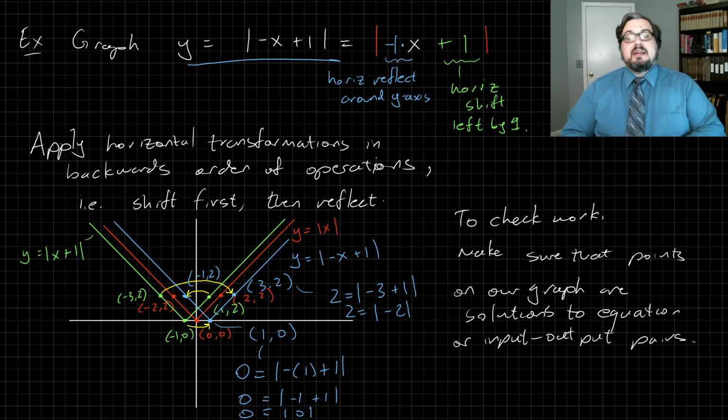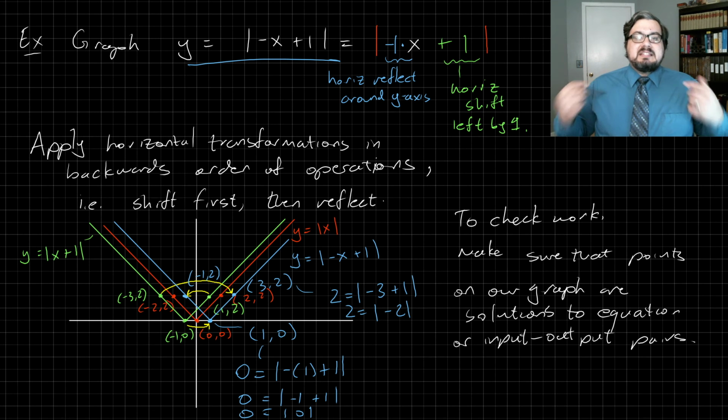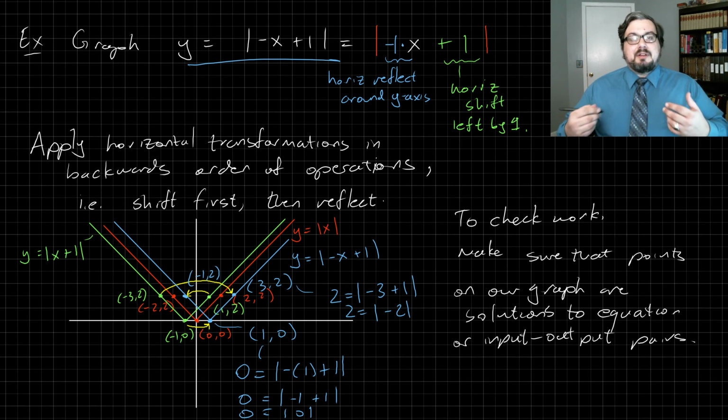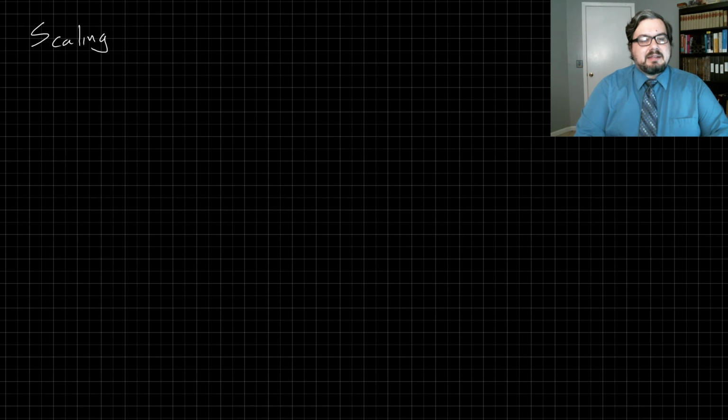So this is how we handle things when we have multiple transformations happening inside the basic function. We apply them in reverse order of operations. Now, there is one more transformation that we have to work with, but we've actually already covered basically all of the difficult things, all the complexities that can come up in applying these. So scaling will be a fairly straightforward process to apply here. So let's talk about scaling.